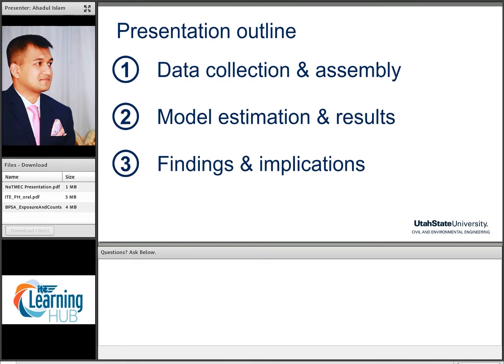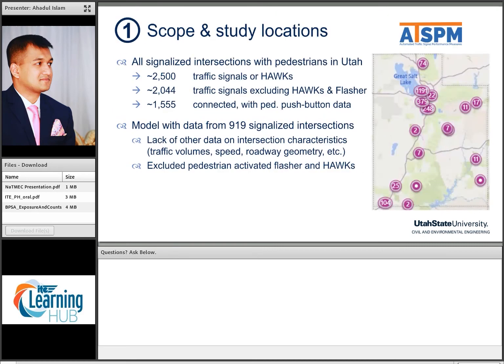This is the outline of the presentation. There are as many as 2,500 traffic signals or HAWKs all over Utah. Out of these, 1,500 are connected with pedestrian push-button data.